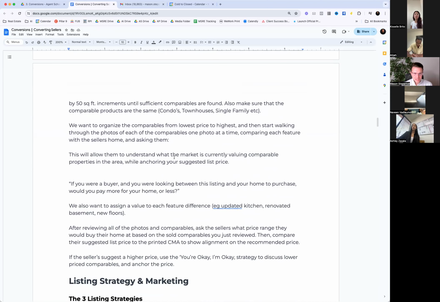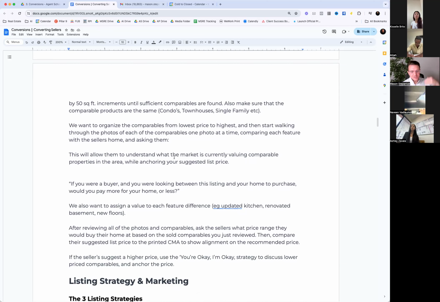So once we have a list of 7 to 9, okay, we want to organize it from lowest to highest, okay, and really just start walking through the photos of each of the comparables, because that is going to allow them to see and put themselves in the eye of the buyer, okay?